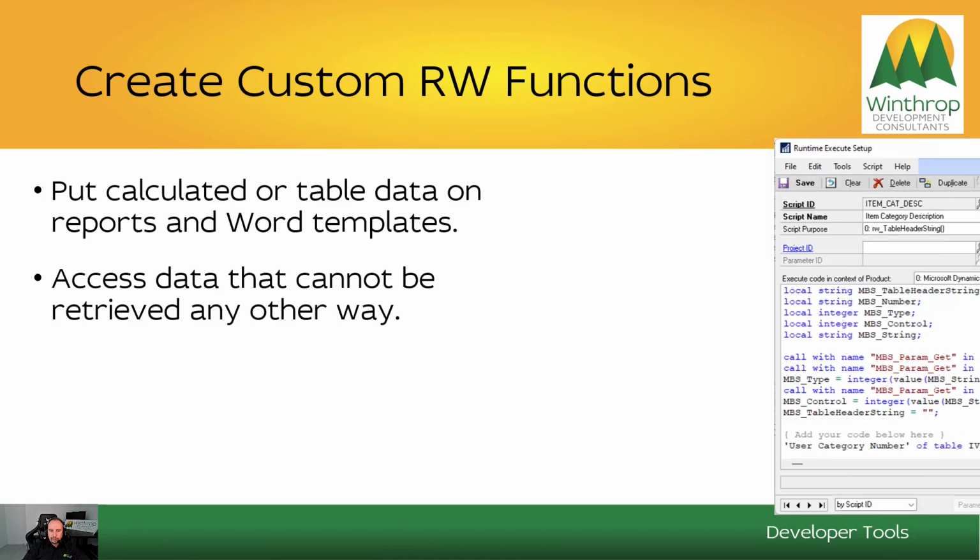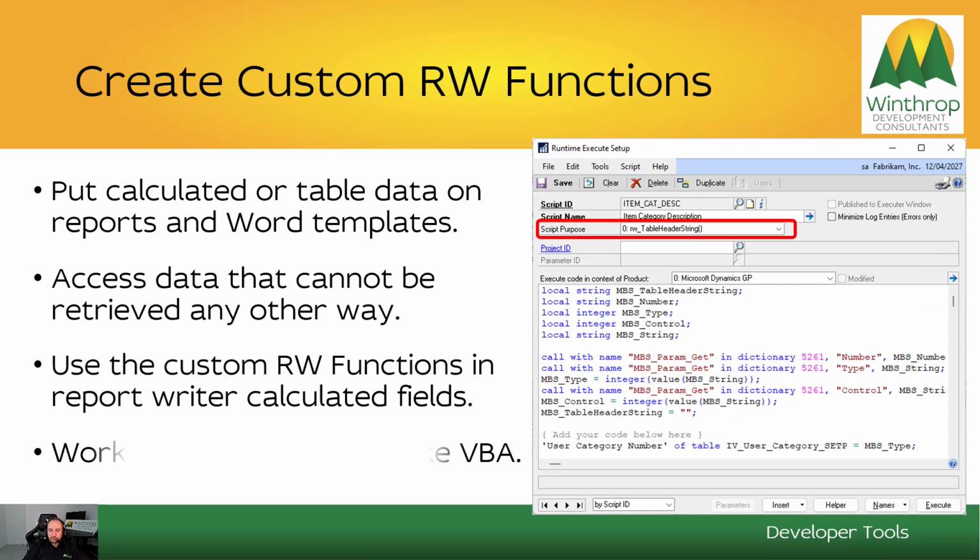If you want to get data onto reports, you can use GP Power Tools to create custom RW functions which are added as calculated fields in Report Writer, and they can be used to either retrieve data or perform calculations. This also works on the web client.